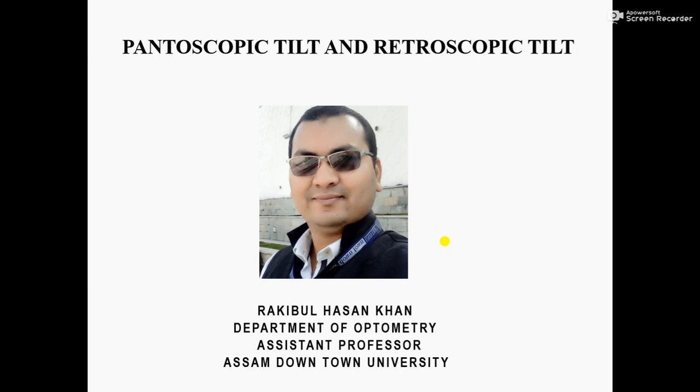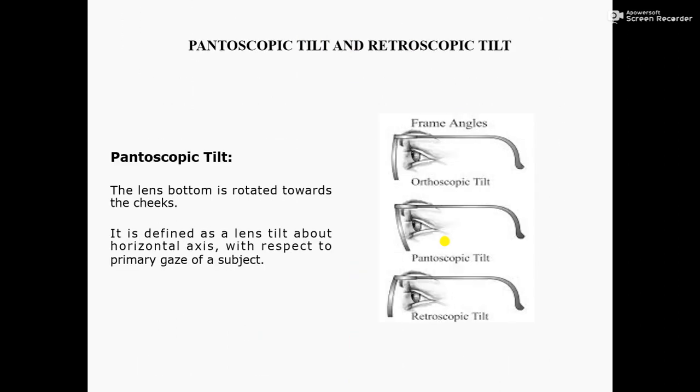Today I am going to discuss what is pentoscopic tilt and what is retroscopic tilt. So, pentoscopic tilt means the lens bottom is rotated towards the cheeks. It is defined as a lens tilt about the horizontal axis with respect to the primary gaze of a subject.